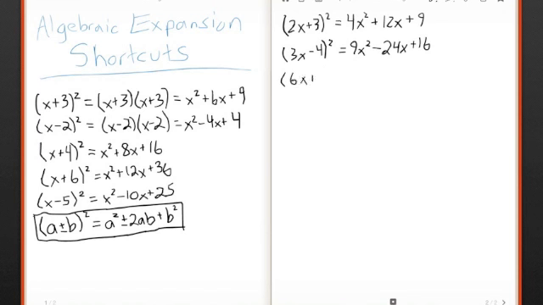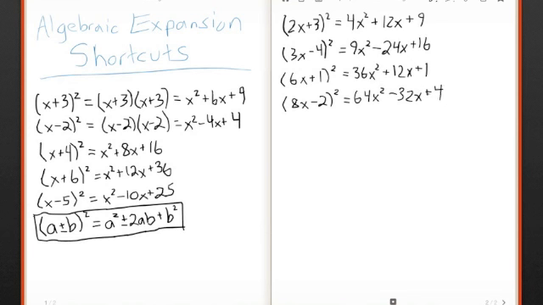All right, let's do another one. 6x plus 1 squared. 6x squared is 36 times x squared, plus 2 times 6x times 1 will be 12x, plus 1 squared is 1. Let's do another one with a negative. 8x minus 2 squared. 8x squared is 64 times x squared minus 2 times 8x times 2. Not negative 2 because the b is only this 2 here. 2 times 8x is 16x times 2 is 32x. 2 squared is 4.